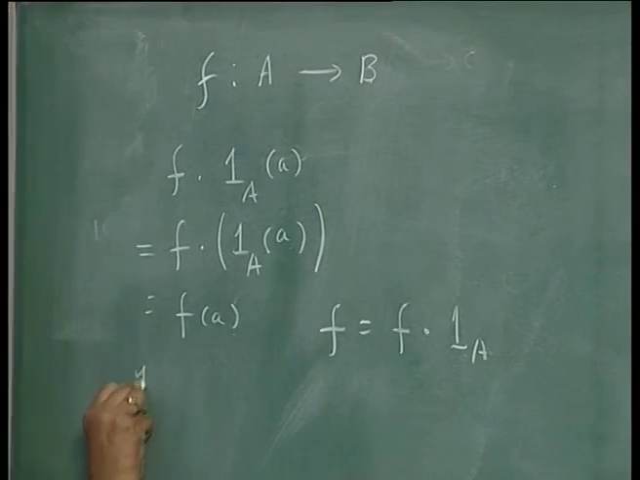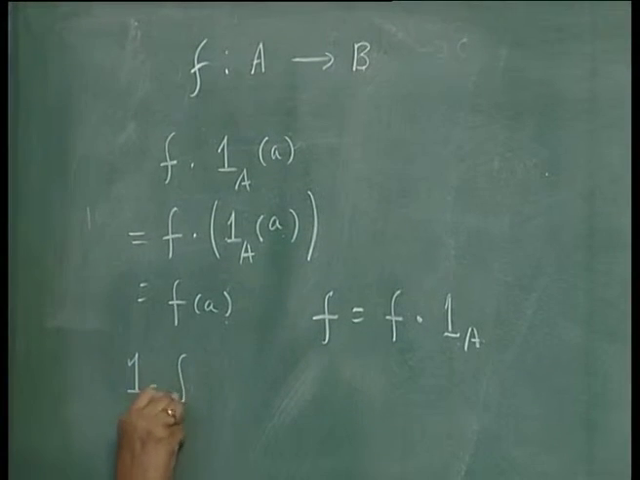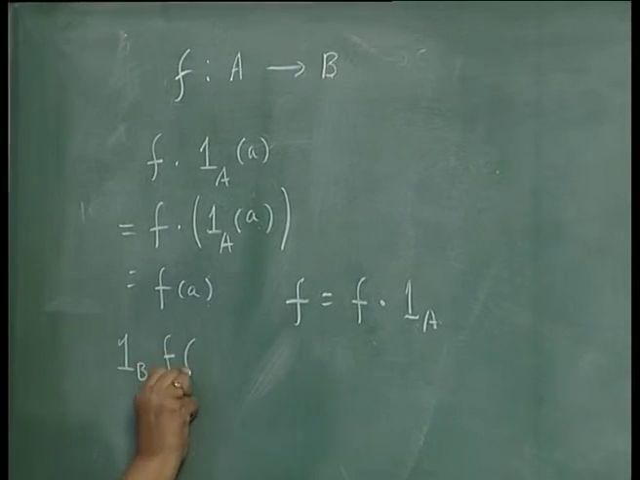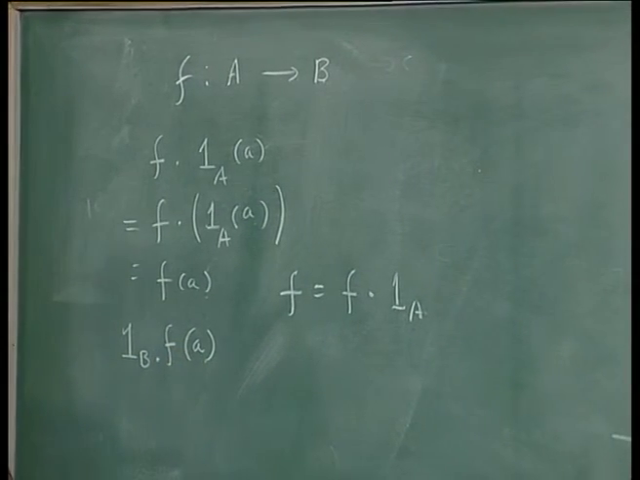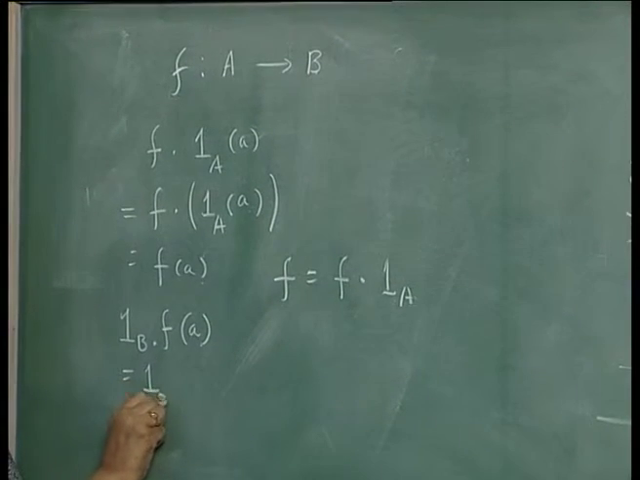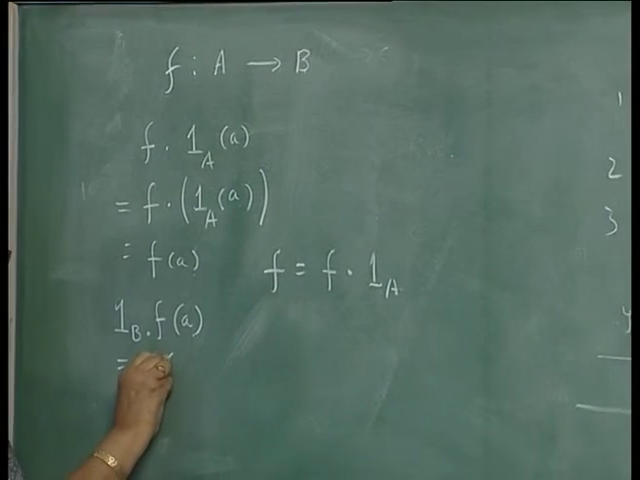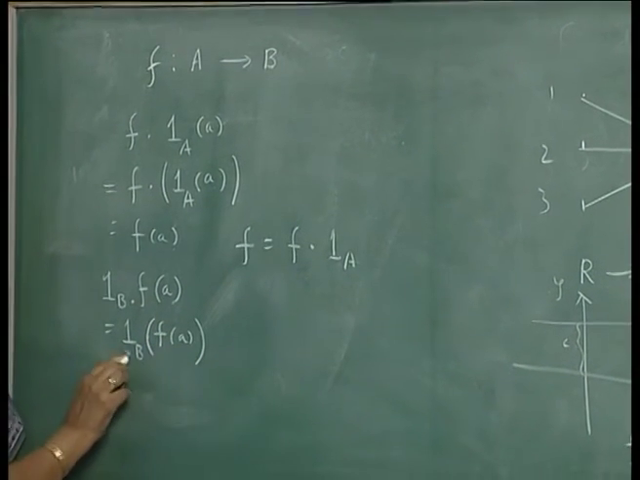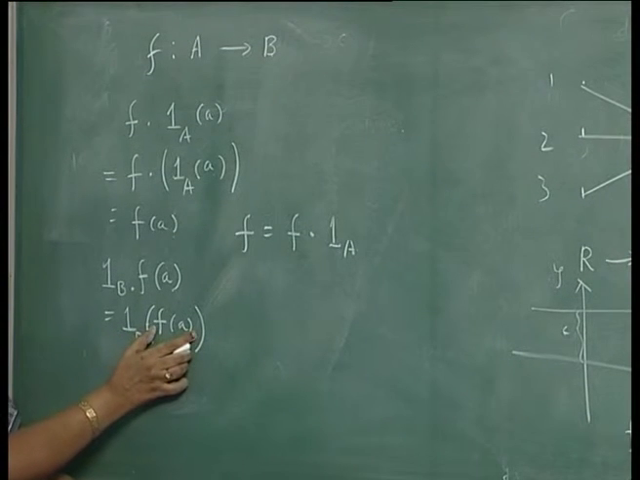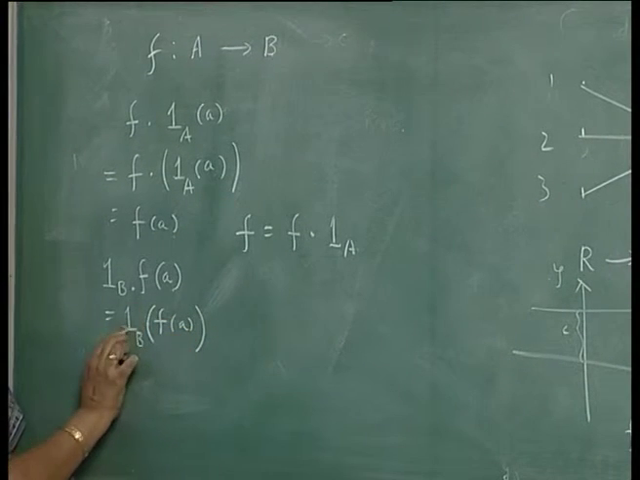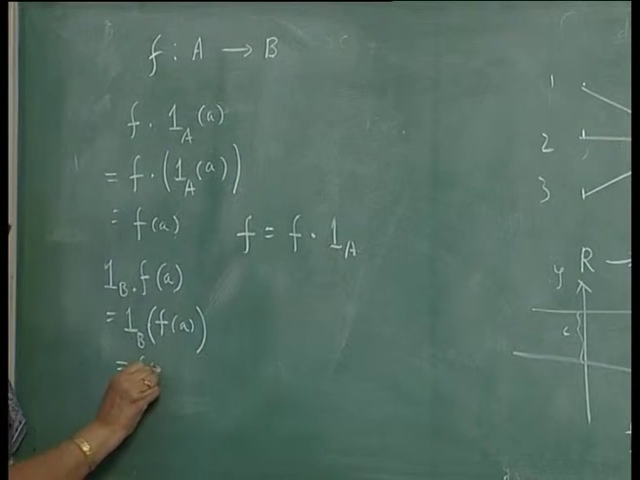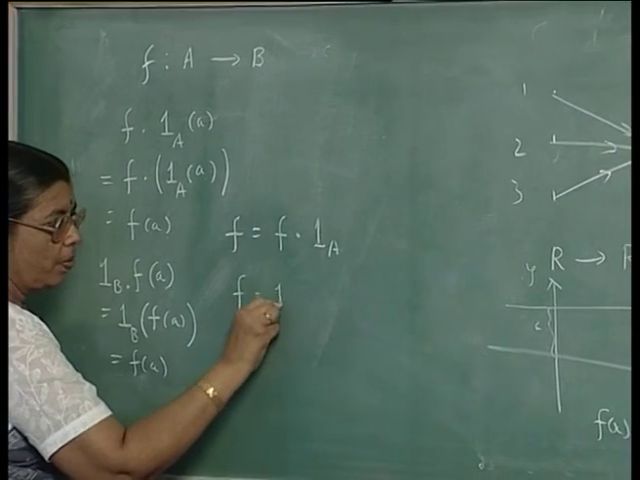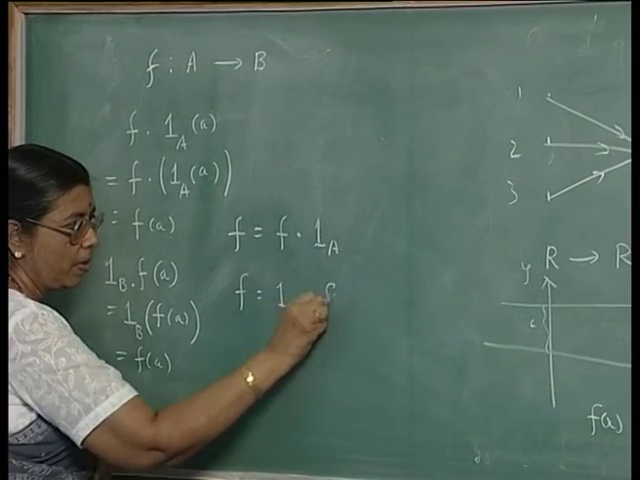Now, what can you say about 1b into f, the composite function? 1b into f of A will be 1b of f of A, but f of A is an element in B and any element in B is mapped onto itself by 1b. So, this will be f of A. So, you can also see that f is equal to 1b into f.